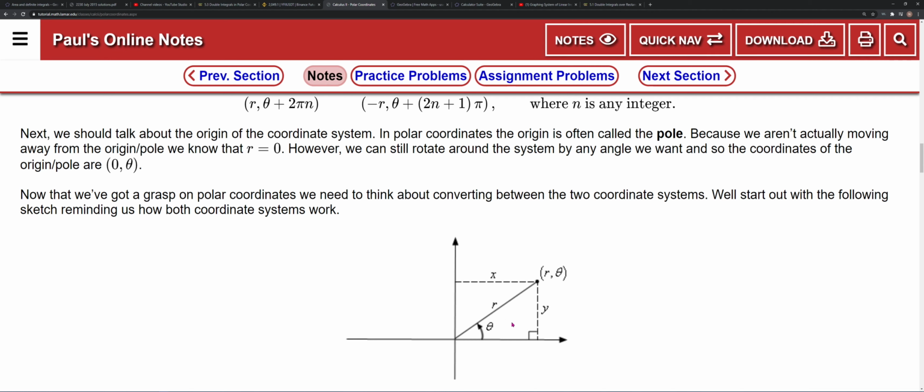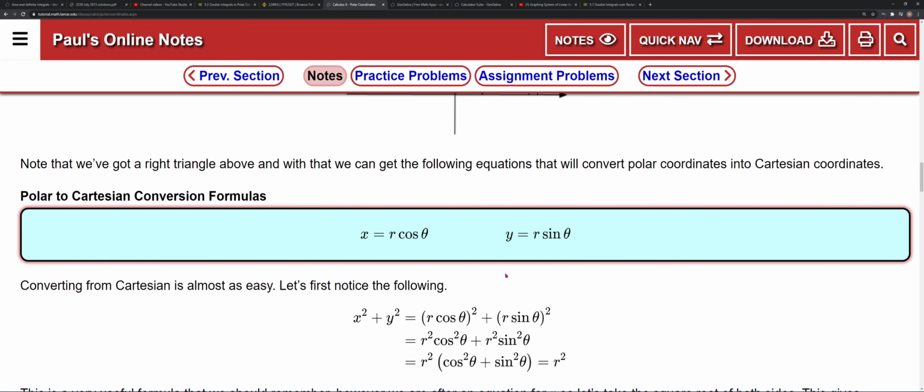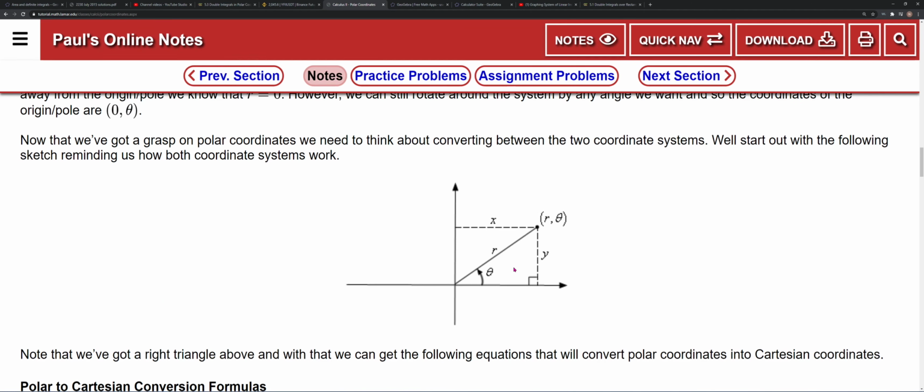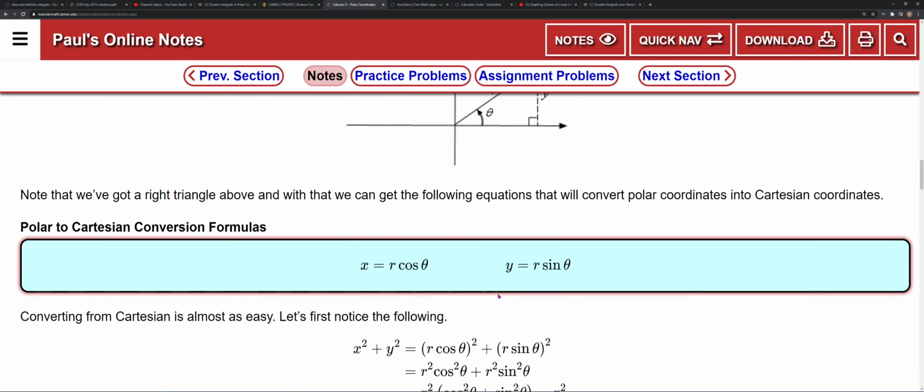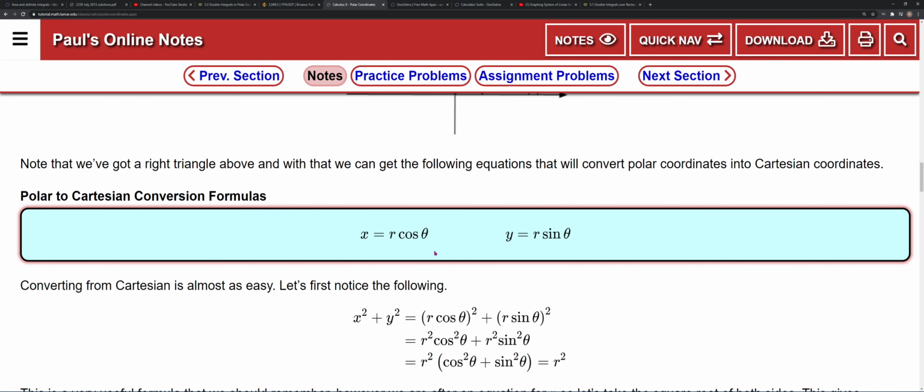Okay, so what you'd see over here from using this right angle triangle, is that the length of this side is equal to r sine theta. So you get that y is equal to r sine theta. And the length of this side over here, which is the same as this x here, the x is equal to r cos theta. Okay, so this is of importance to us.